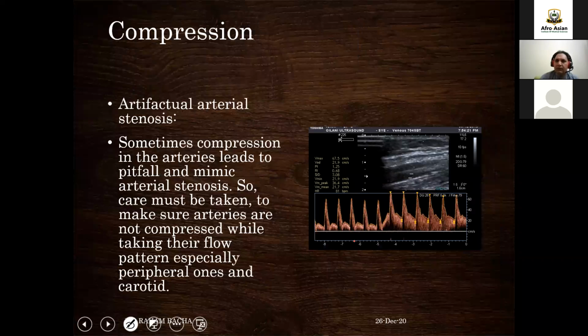So care must be taken that the arteries under examination should not be too compressed, especially the more superficial arteries at the distal extremities, for example the radial, ulnar artery or dorsalis pedis artery, which is just beneath the skin. Those could easily be compressed with the help of the transducer.